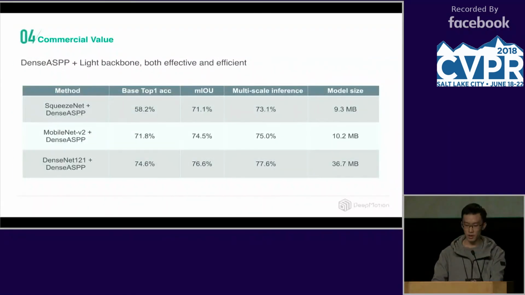To check the possibility of running dense SPP on embedded devices, we also add dense SPP to lightweight backbone networks such as ShuffleNet and MobileNet. Results show that even though the total model is greatly compacted, the results are still relatively good.